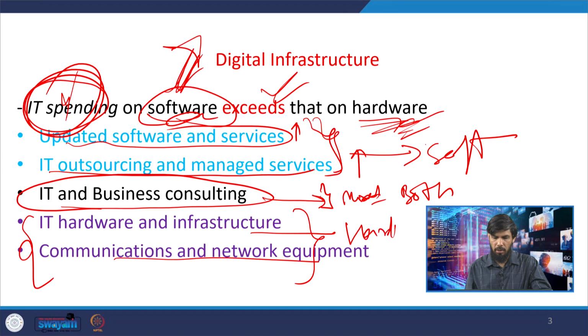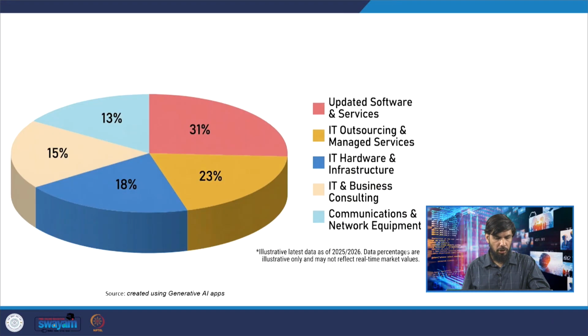So, this will mostly go to the hardware part, hopefully. So, this is the kind of distribution we are talking about. What I did was use generative AI apps to fetch some data as to what the likely percentages are. We can take this data at an illustrative level, but it could be closer to reality. Hopefully, the generative AI was true to the data that we have here.